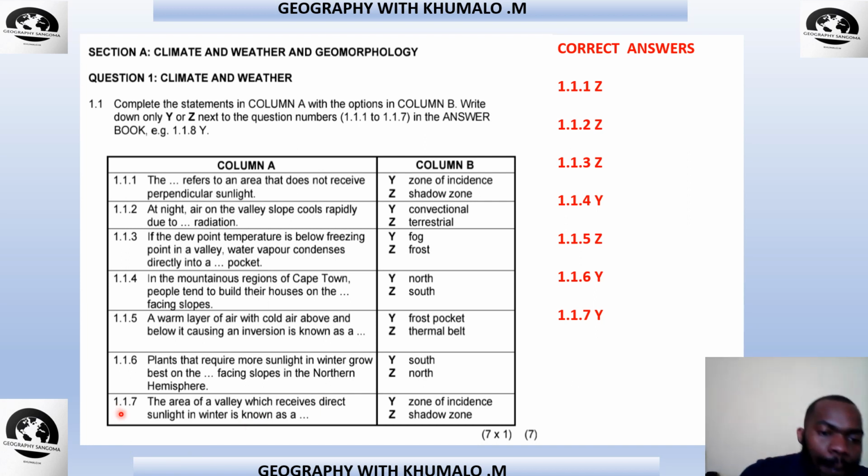Now 1.1.7, the area of a valley which receives direct sunlight in winter is known as Y, the zone of incidence that receives direct sunlight. So it receives direct sunlight, so that is the zone of incidence. That was it for question 1.1. I hope you've aced it in the exam. If you didn't, you have to go back and study this, grade 12, because you still have an opportunity in the final examination.